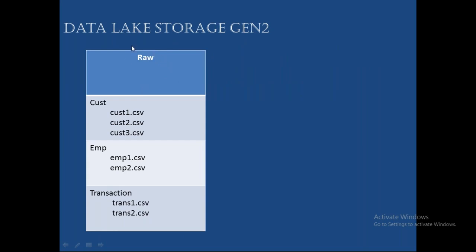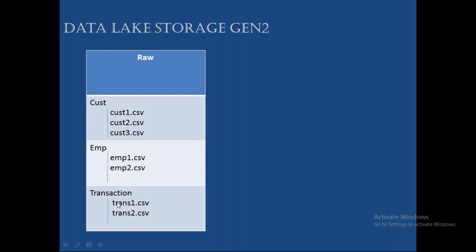So as per today's requirement, in data lake storage gen 2 you have a raw folder. This is the root folder. Just imagine. Inside that, I have a cust subfolder, emp subfolder, transaction subfolder. Under cust subfolder, I have these three files: cust1, cust2, cust3. Under emp, you have these two files, emp1, emp2.